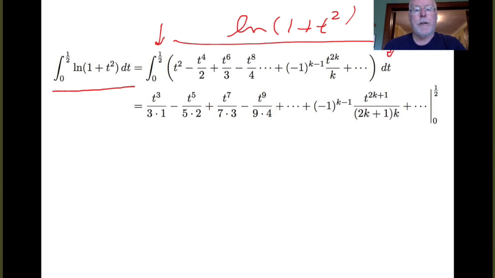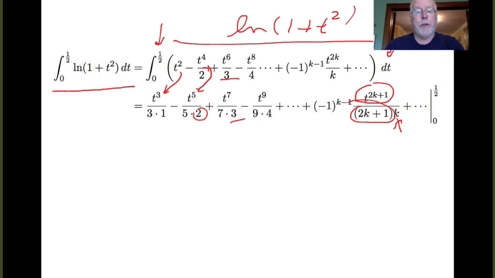Okay. Now we've just gone ahead and done this integration term by term. T squared integrates to t cubed over 3. T to the 4th becomes t to the 5th over 5. And I don't want to forget that extra 2 down there. T to the 6th integrates to t to the 7th over 7. Don't forget that 3 that goes down there, etc. And for the generic term, we have -1 to the k minus 1, t to the 2k over k integrates to t to the 2k plus 1 over 2k plus 1, and then that other k factor stays down there.